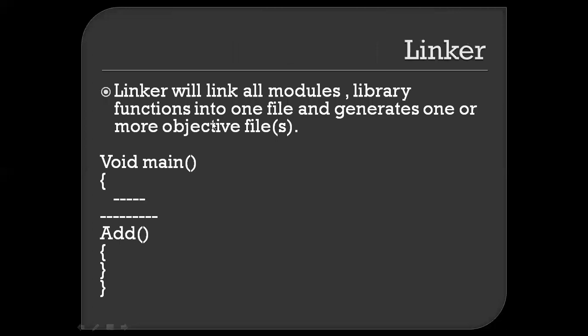After that, the linker will link all the modules and library functions into one file. Suppose these are the two files: a main program and one function. It will link all the programs into one file and generate one or more object files. It will create a .obj file, linking all the files into one object file.